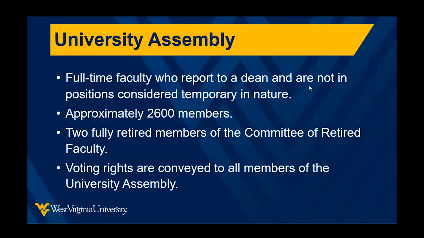We have approximately 2,600 members of University Assembly faculty who fit that description. We say approximately because that number is constantly moving up and down as people join and leave the institution and take on roles and leave roles. We also have two retired members who are represented on University Assembly who are members of the Committee of Retired Faculty. They sort of operate on their own doing service projects, but do participate a little bit in University Assembly. So all members of University Assembly have voting rights and can participate in making the overall faculty voice heard. And let's take a look at how that can happen.